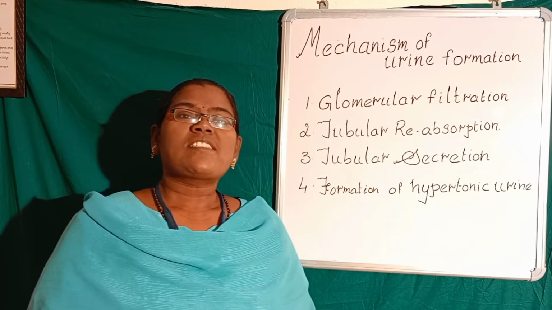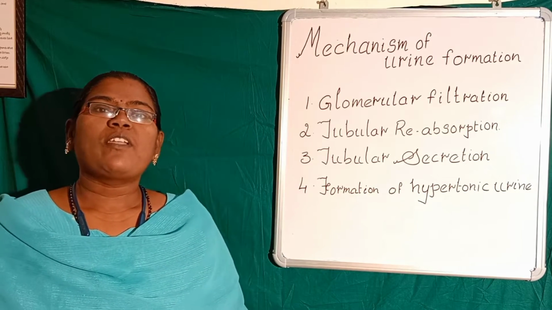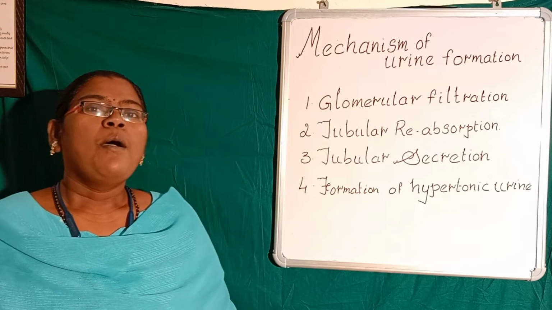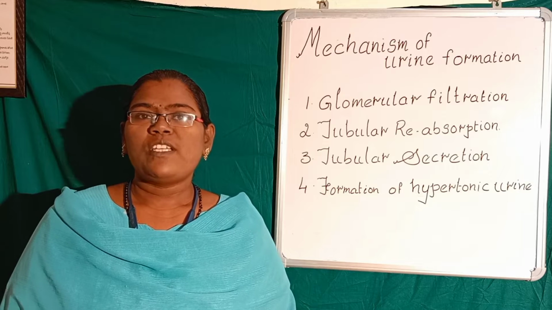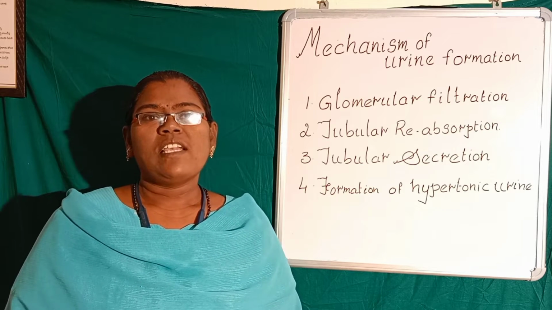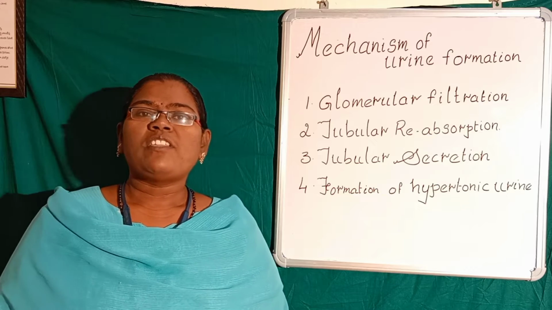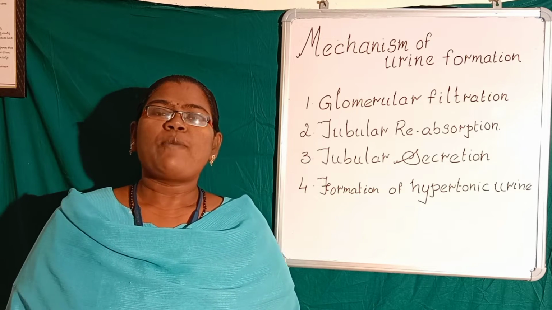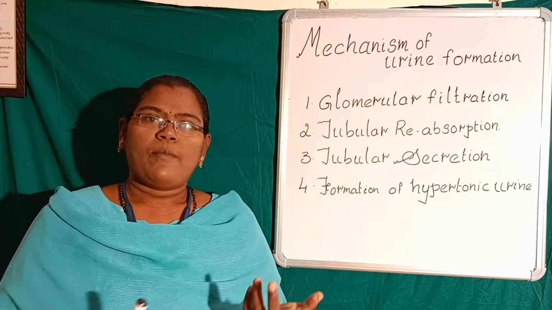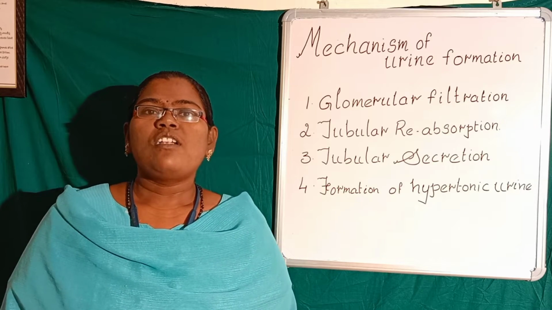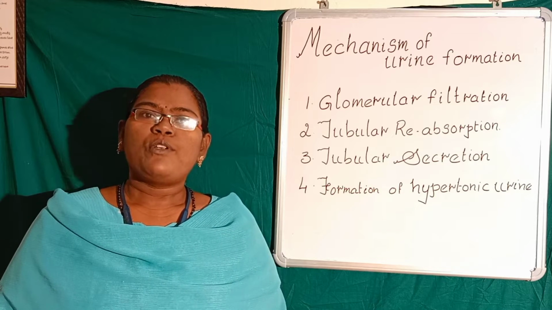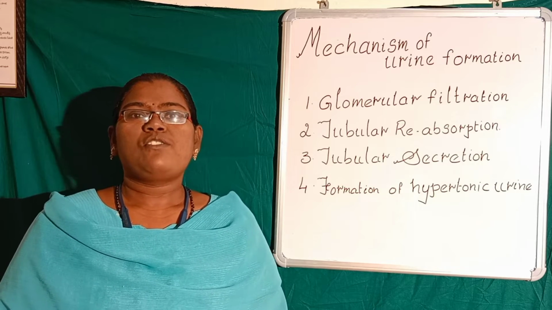Students, in this class we'll discuss one more concept. It's a very important concept, that is the mechanism of urine formation. We all know that our blood has to be filtered at the kidneys. In each kidney, 1.3 to 1.8 million microscopic structures are present. They are nothing but nephrons. They are also called uriniferous tubules. Why? Because the urine has to be produced in those uriniferous tubules.